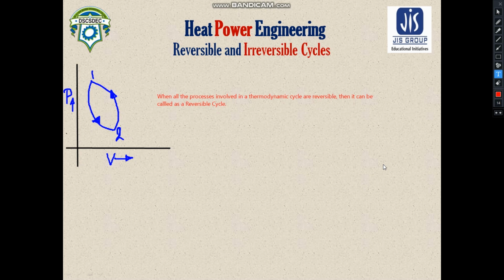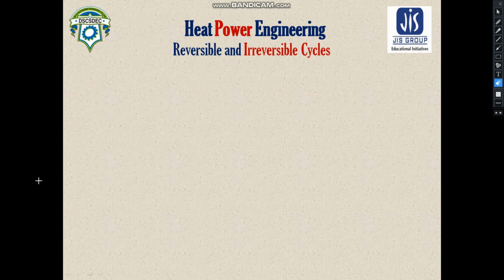So the basic concept is that any process can be called reversible if both the system and the surroundings come back to their initial position. And if all the processes involved in a thermodynamic cycle are reversible, then it will be called a reversible cycle. And if any one of them becomes irreversible, then it will be called an irreversible cycle. Now with this discussion, let us move on to the concept of efficiency. How do we define efficiency for any thermodynamic cycle? Let us see that.